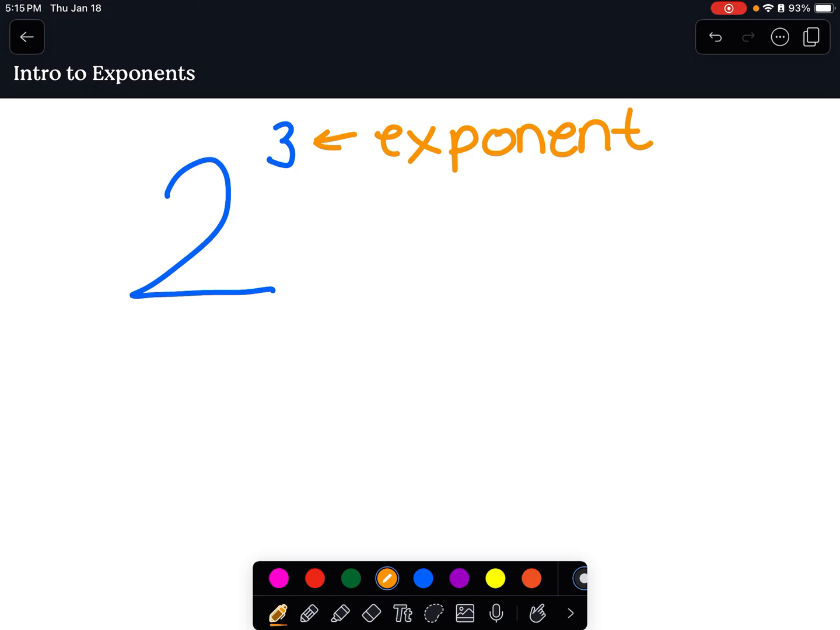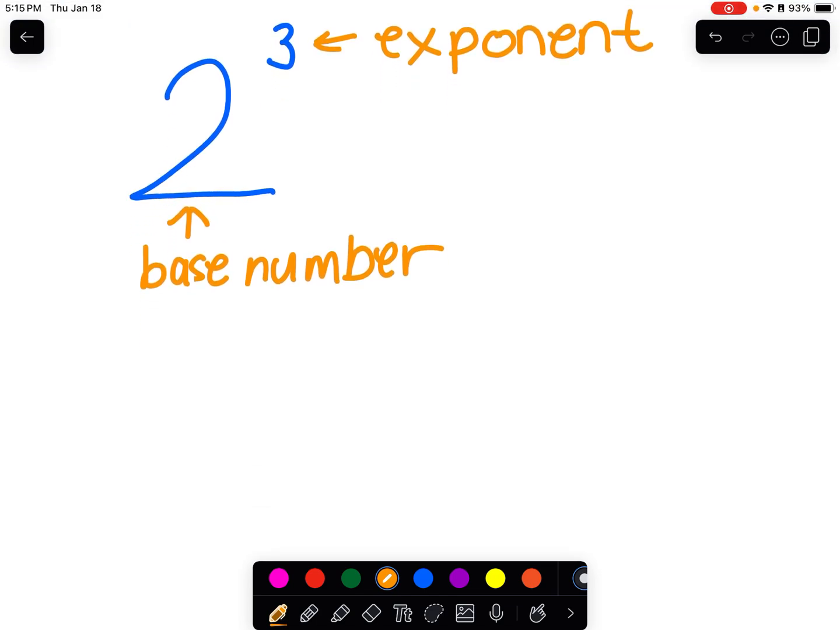What do I even mean by that? Well, what you've got here, this 2 is called the base number. Let me write that out too. This 2 over here is called the base number, and that's the number that's going to be multiplied by itself. How many times does it get multiplied by itself? Well, that's where the exponent comes in. It tells you how many times to multiply it by itself.